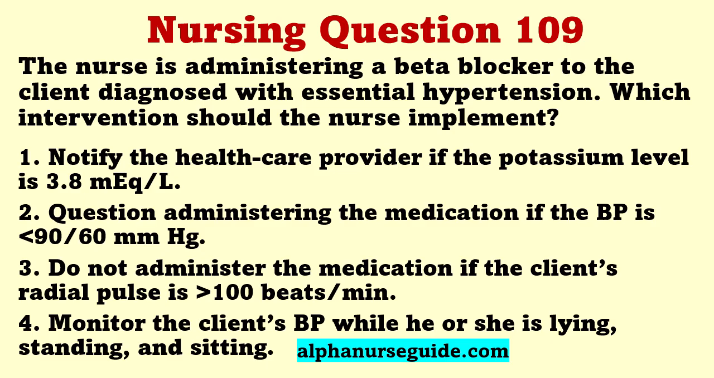The potassium level is within normal limits, and it is not usually checked prior to administering beta blockers. The nurse would not administer the medication if the apical pulse were less than 60 beats per minute. The nurse needs to assess the blood pressure only once prior to administering the medication.